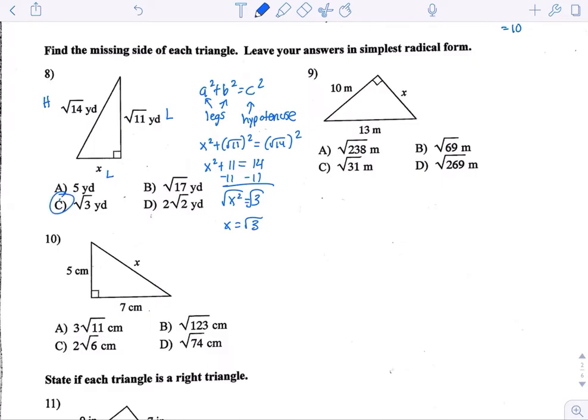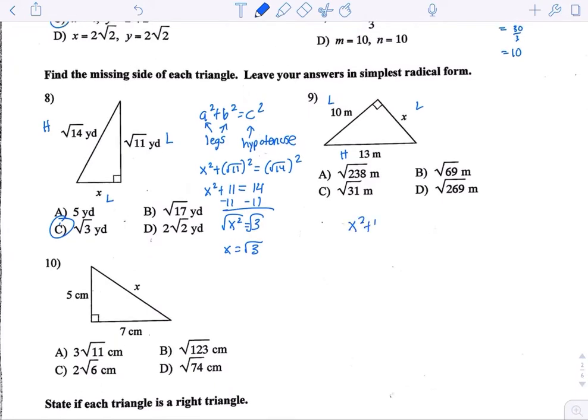Okay, here's 9. Here's our hypotenuse. These are the two different legs. So using our formula, a squared plus b squared equals c squared. X squared plus 10 squared is equal to 13 squared. X squared plus 10 squared is 100 equals 13 squared is 169. Subtract 100 from both sides. X squared is equal to 69. Square root both sides. X is going to equal square root of 69. That's not going to be able to cancel. So then we just get B.